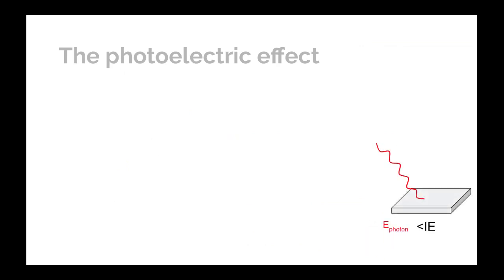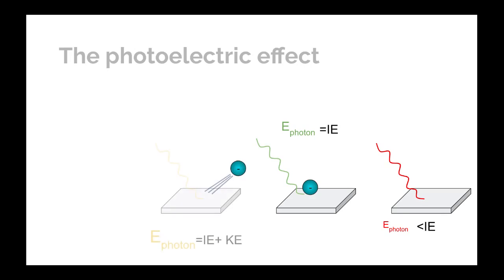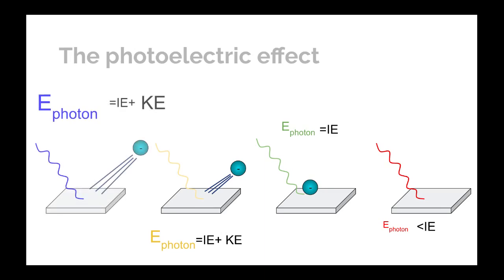So, just a review of the photoelectric effect. If the energy of the photon is less than the ionization energy or the binding energy, nothing will happen. If it's exactly equal, it'll eject an electron that has no extra kinetic energy. But if it's greater than the ionization energy, then not only will the electron be ejected, but it will be moving with some kinetic energy.